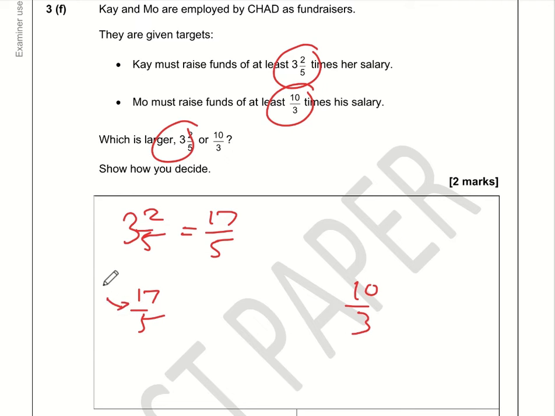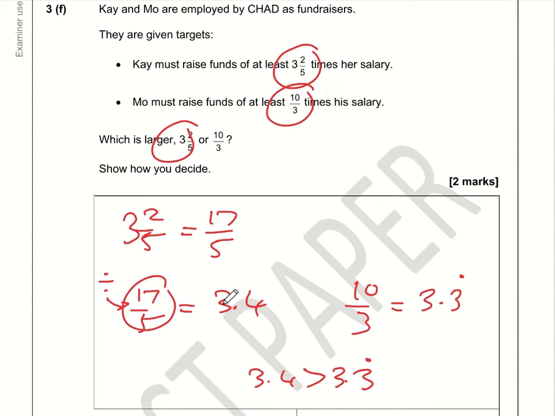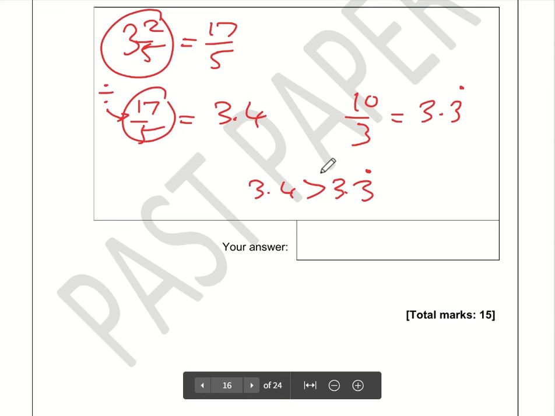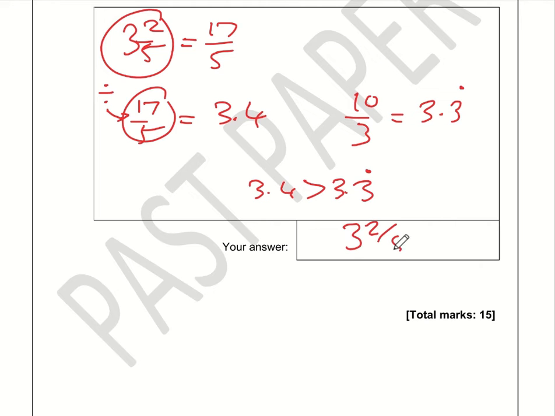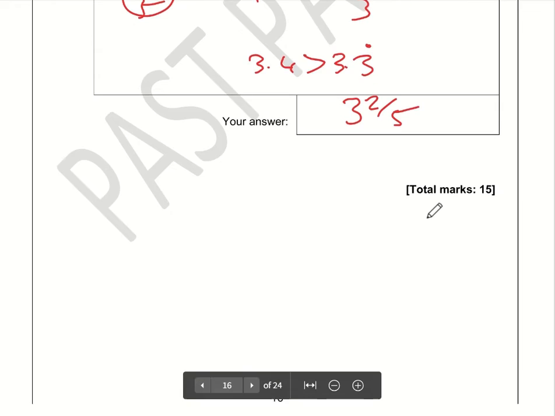Remember that the line of a fraction means divide. 17 divided by 5 is 3.4. 10 divided by 3 is 3.3 recurring. 3.4 is greater than 3.3 recurring, so therefore 17/5 is greater than 10/3, so therefore 3 2/5 is greater than 10/3. So the answer is here, 3 2/5.